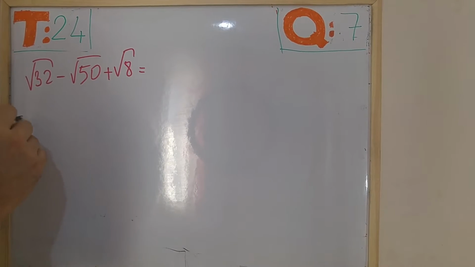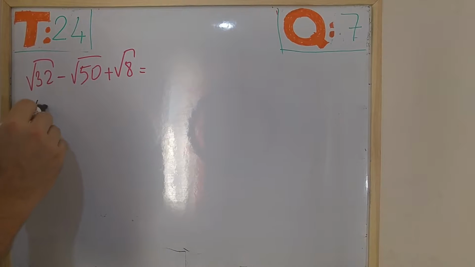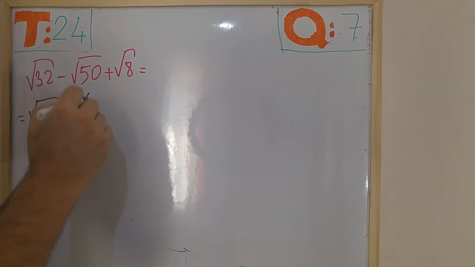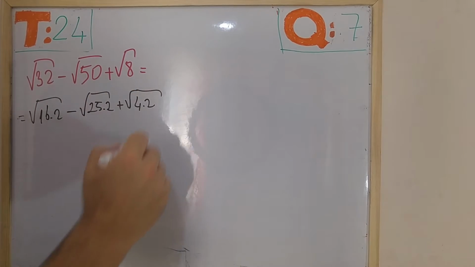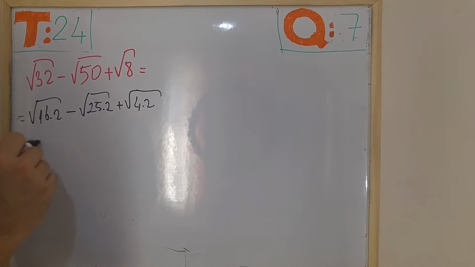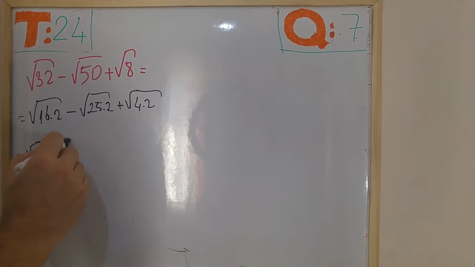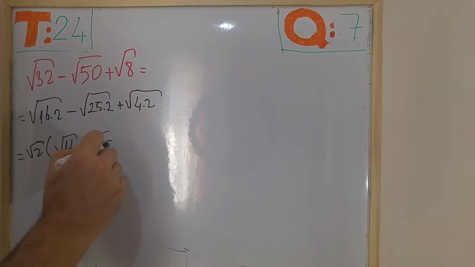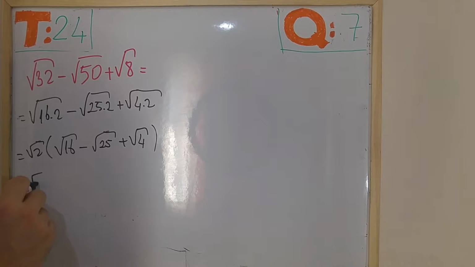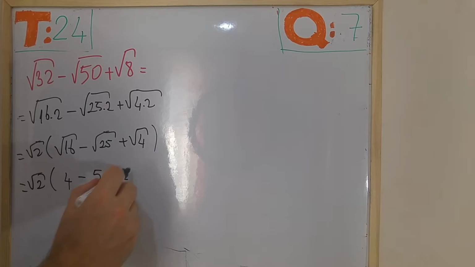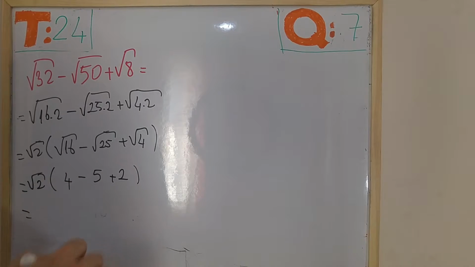These are equal to square root of 16 times 2 minus square root of 25 times 2 plus square root of 4 times 2. So I can take this into the parenthesis of square root of 2, and I can say this is equal to square root of 16 minus square root of 25 plus square root of 4, which makes in the parenthesis of square root of 2, 4 minus 5 plus 2, which is equal to 1 times square root of 2. This is square root of 2.